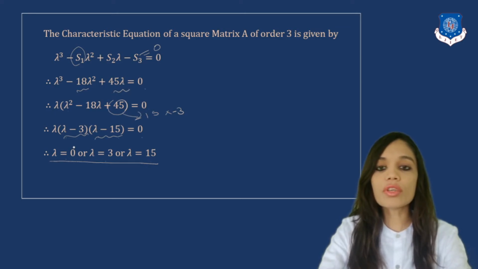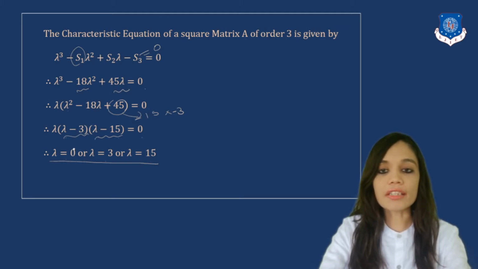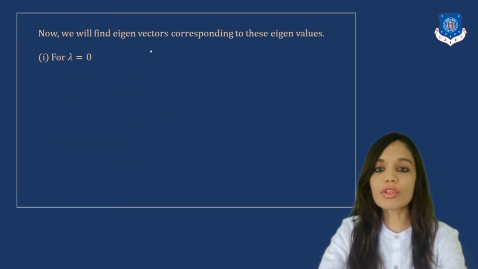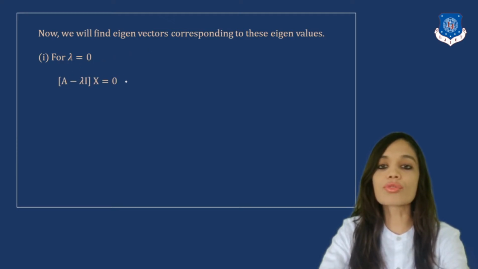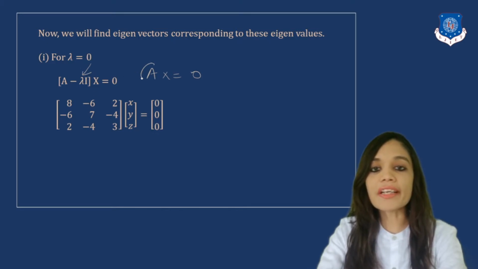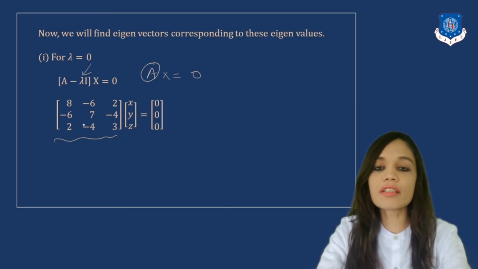Now corresponding to each eigenvalue we have to find eigenvectors. So let us start finding the eigenvectors corresponding to the eigenvalue lambda equals 0. So putting lambda equals 0 in our equation (A minus lambda I)x equals 0, what we will get? Ax equals 0 because the value of lambda is 0. Right? Now our matrix A is this. Okay? So finally now form the linear system from this.